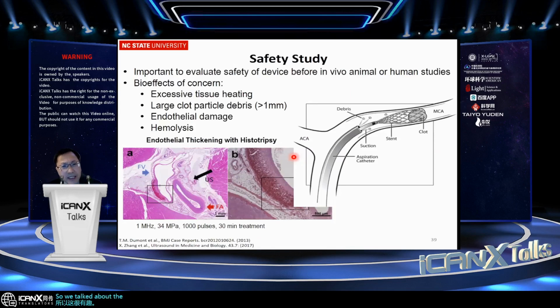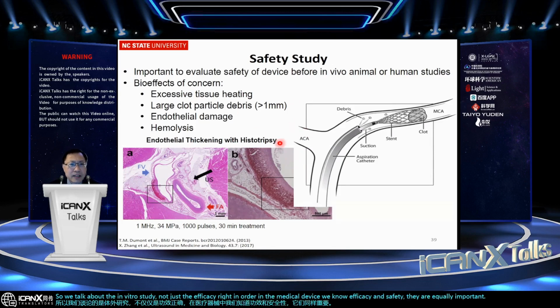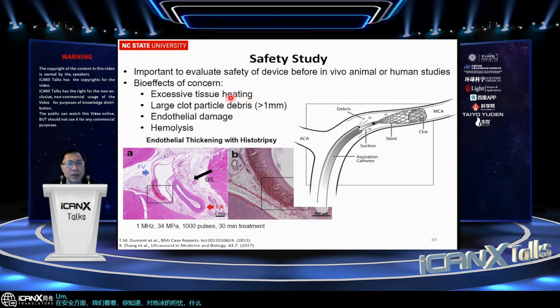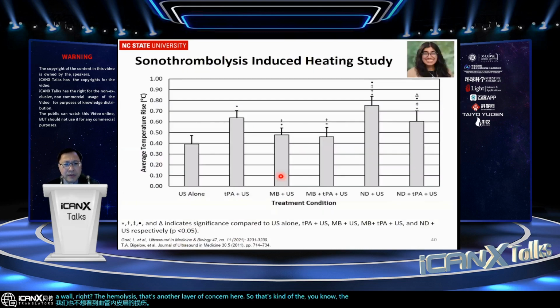So we talk about the in vitro study, not just the efficacy, right? In a medical device, efficacy and safety are equally important. In terms of safety, the concerns about thrombolysis are: we don't want to see tissue heating because of the ultrasound device; we don't want large clot particles that will migrate to other places and block blood vessels; we also don't want endothelial layer damage in the blood vessel wall; and hemolysis is another concern. That's the safety study we conducted.